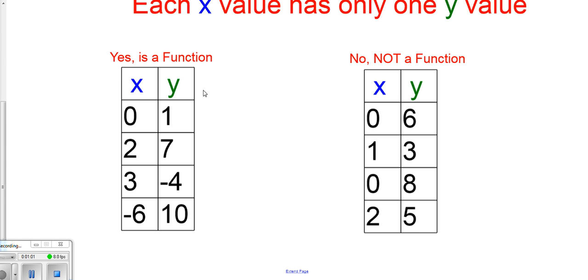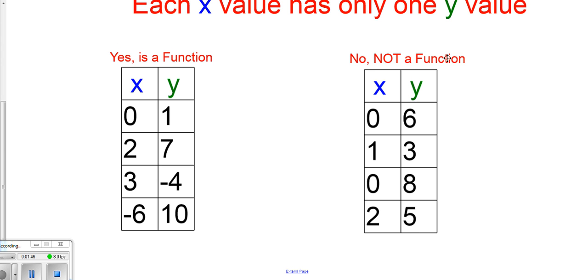These relations, or these sets of ordered pairs, are given as tables. So in this set, we have our x and our y values. Remember, x is our domain, y is our range. Our x values, we've got 0, 2, 3, and -6. Our y, we have 1, 7, -4, and 10. So we have the points (0, 1), (2, 7), (3, -4), and (-6, 10). Now notice in this set of 4 points, x is not repeated at all. We just have 0, 2, 3, and -6. We never repeat. So this one is, in fact, a function.